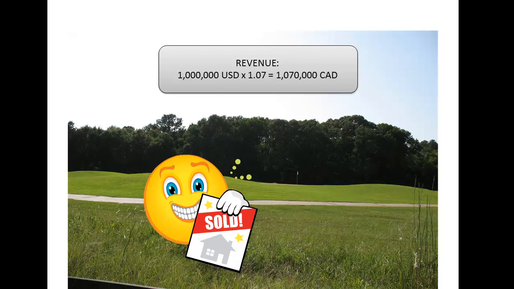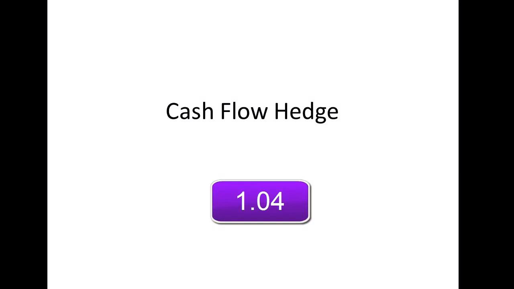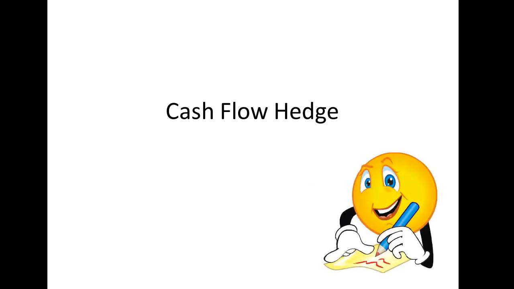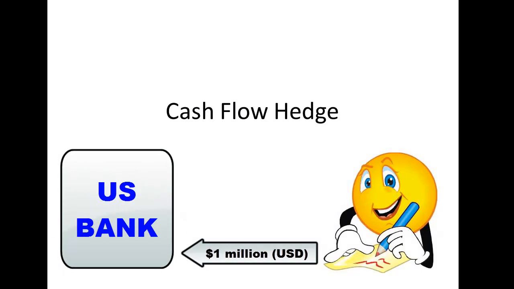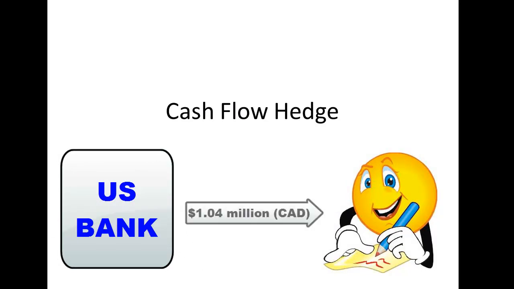Now let's move on to a couple of scenarios where Bob decides to hedge his foreign currency exposure to this transaction. Bob chooses to hedge this transaction by entering into a forward contract to sell $1 million US at 1.04 in 30 days. That is the $1 million he gets from the builder. Mechanically, this agreement entails Bob promising to deliver $1 million to US Bank in 30 days, and in return, US Bank is promising to give him $1,040,000 Canadian dollars.